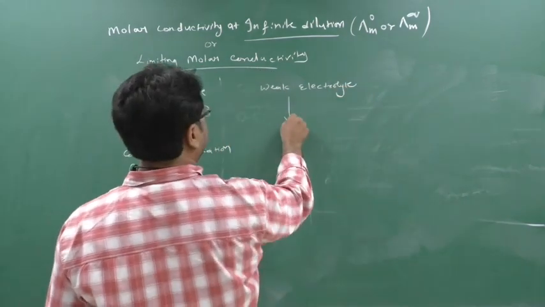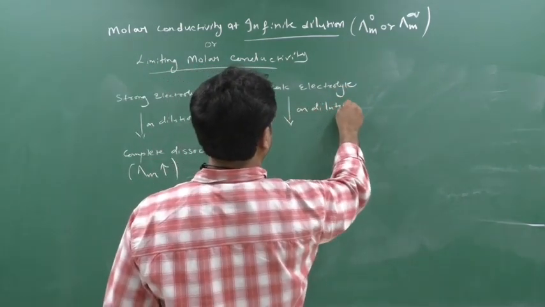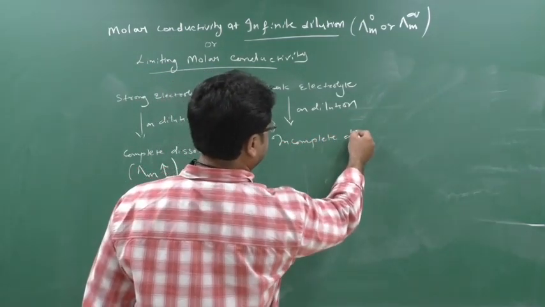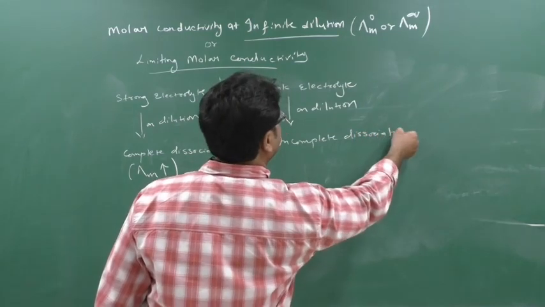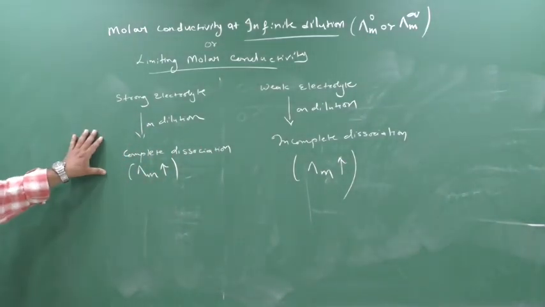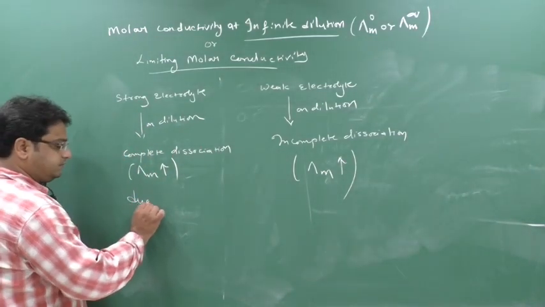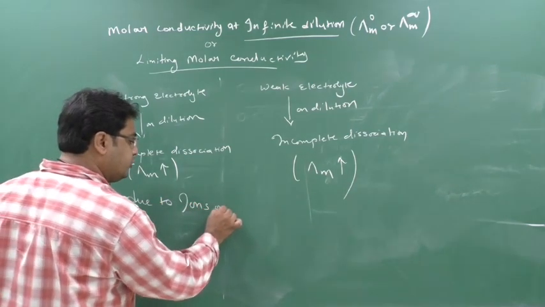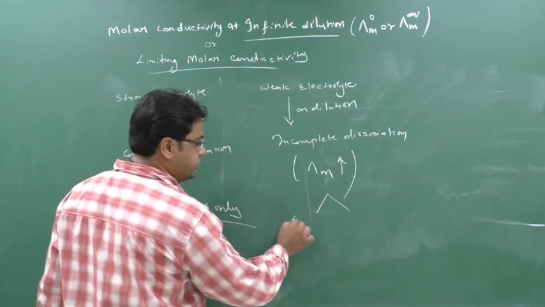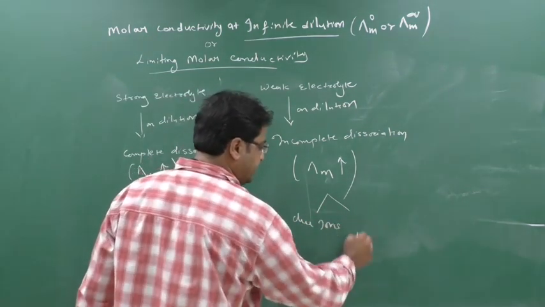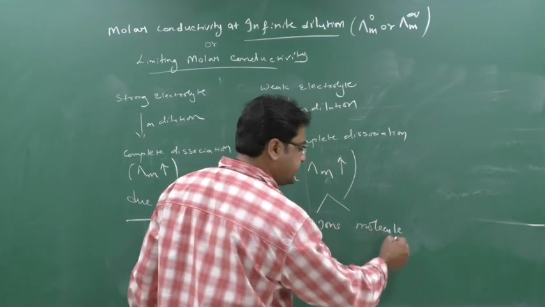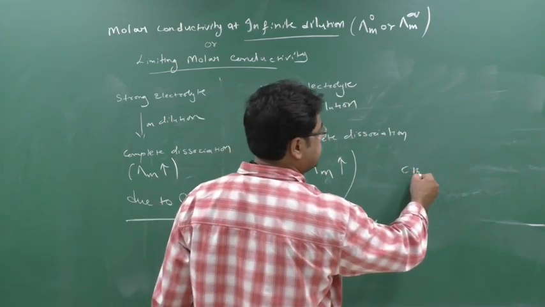Similarly for weak electrolyte, on dilution there is incomplete dissociation. For that also lambda m increases. Now what is the basic difference between them? For strong electrolyte, the value of lambda m increases due to ions only, as discussed in the previous video. But here lambda m is increasing due to ions as well as the undissociated molecule. We have seen the example of CH3COOH.